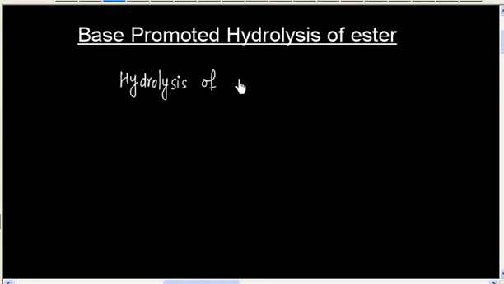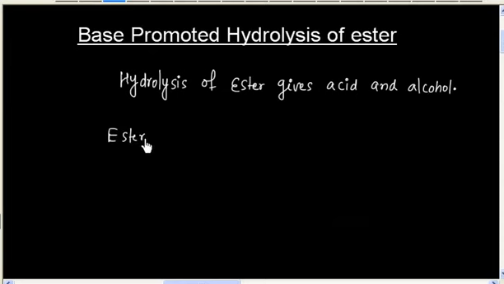Hydrolysis of ester gives acid and alcohol. So if I have ester and this is hydrolyzed, it will generate acid plus alcohol.